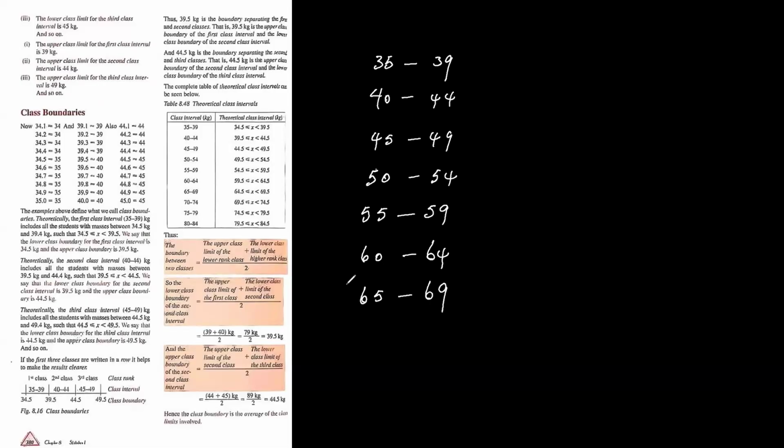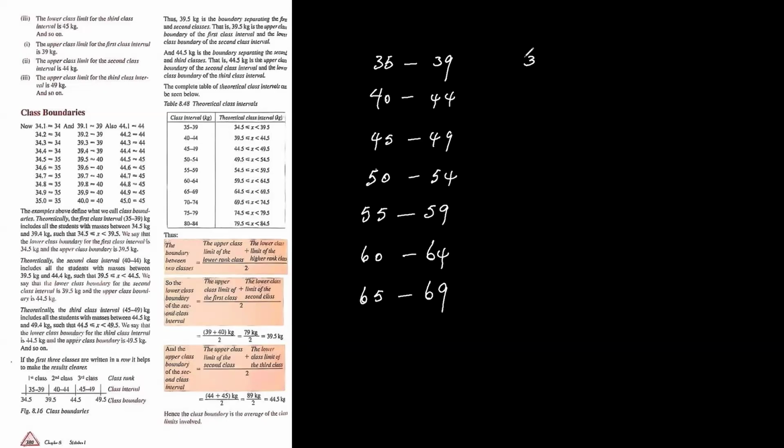All right. So we have 1, 2, 3, 4, 5, 6, 7. We have 7 intervals. Now, how far can we go? How high can we go and how low? That is a boundary. Think about the C.